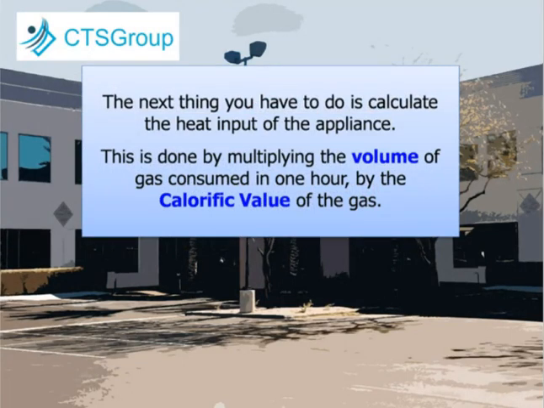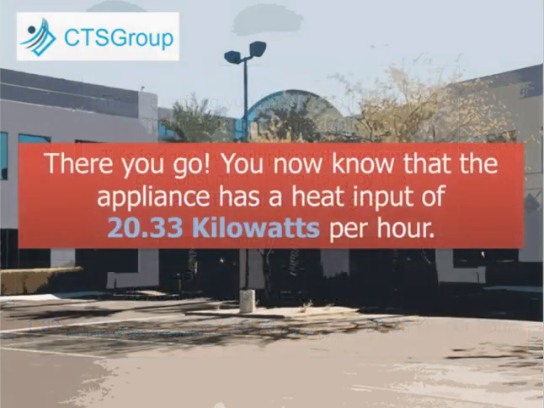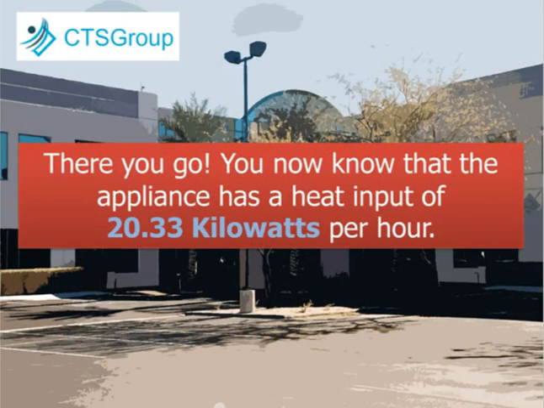The next thing you have to do is calculate the heat input of the appliance. This is done by multiplying the volume of gas consumed in 1 hour by the calorific value of gas. Natural gas has a calorific value of 10.76 kilowatts per metre. Looking at our result, that gives us a heat input of 20.33 kilowatts per hour gross. So from the result, we know that the appliance has a heat input of 20.33 kilowatts per hour.